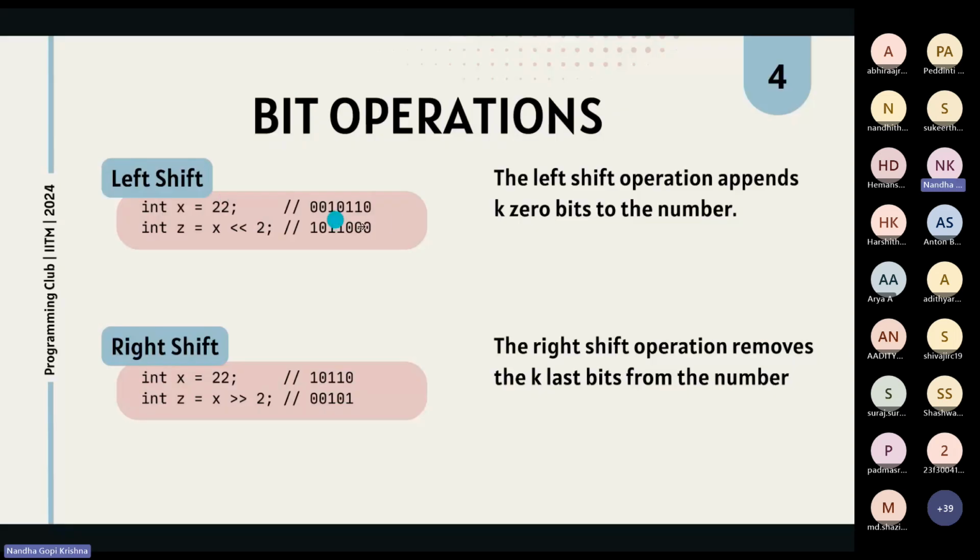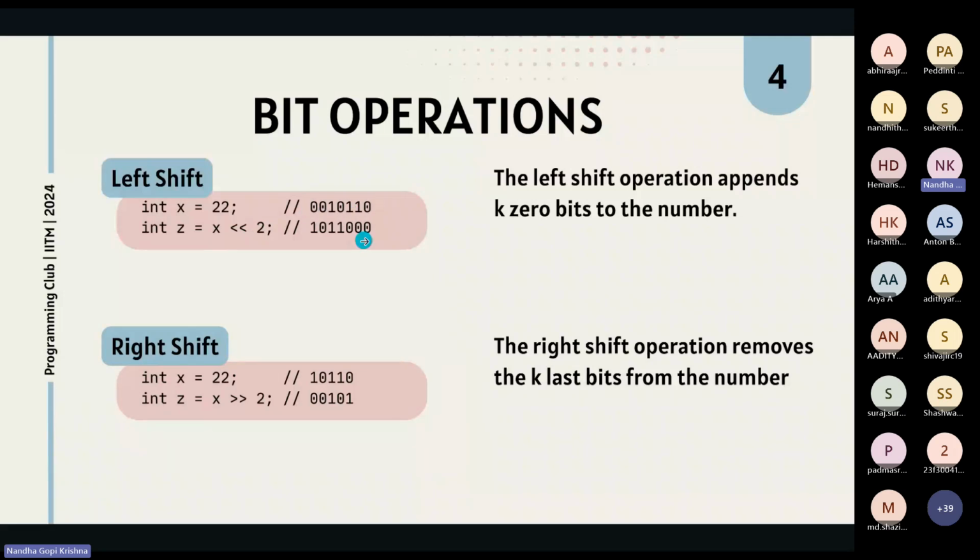I'll repeat it once again. So what does the left shift do? It simply moves the binary representation of the number k times to the left. As you can see over here, I'm doing x left shift twice. So it moves it twice to the left.